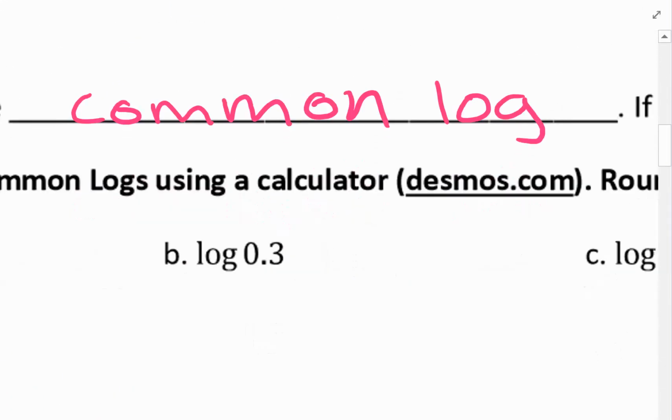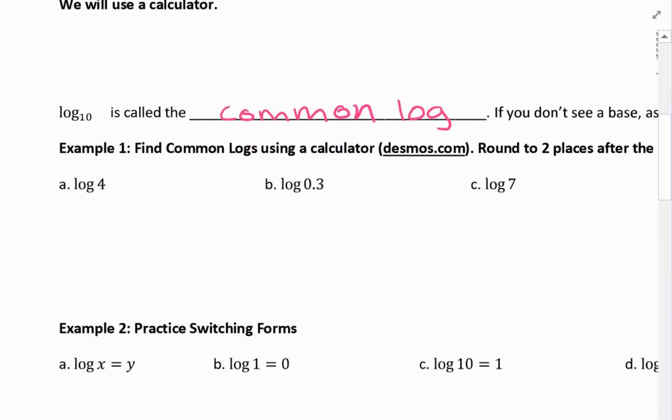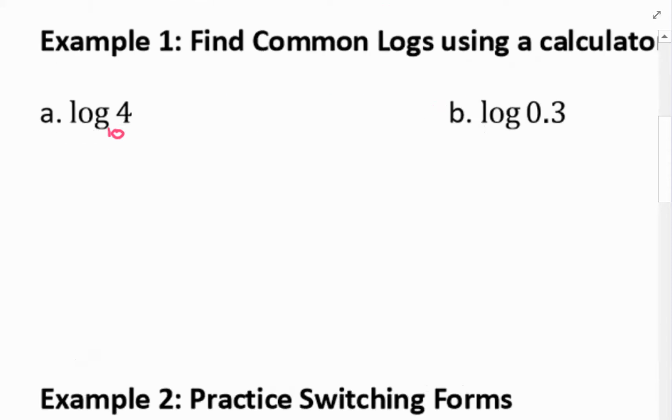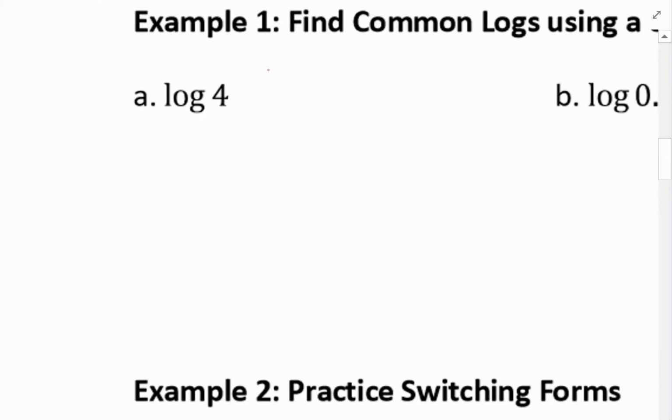We will use Desmos.com. Log base 10 is called the common log because it appears so frequently. We see it and use it a lot. So if you don't see a log number, that means the invisible base number is 10. So you don't need to write that in. You should just know that it's there. Log of 4, or log base 10 of 4.